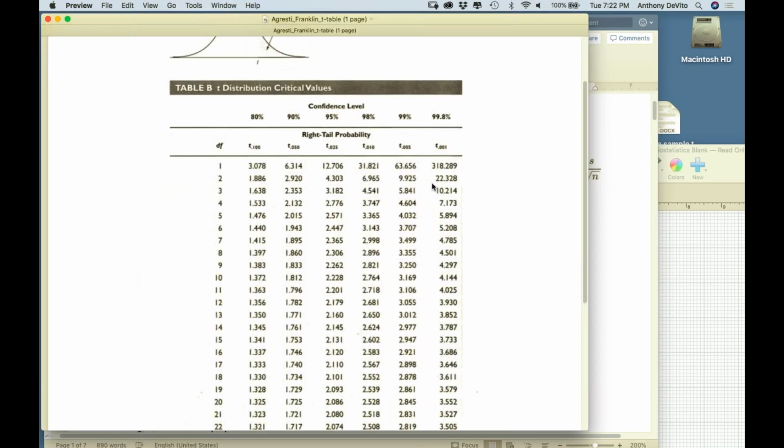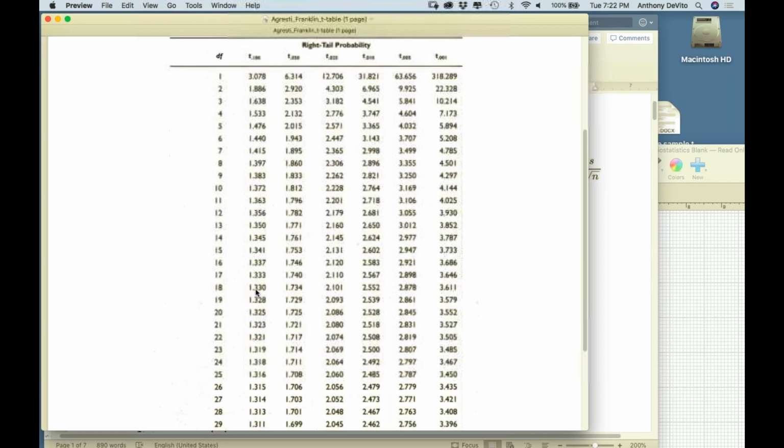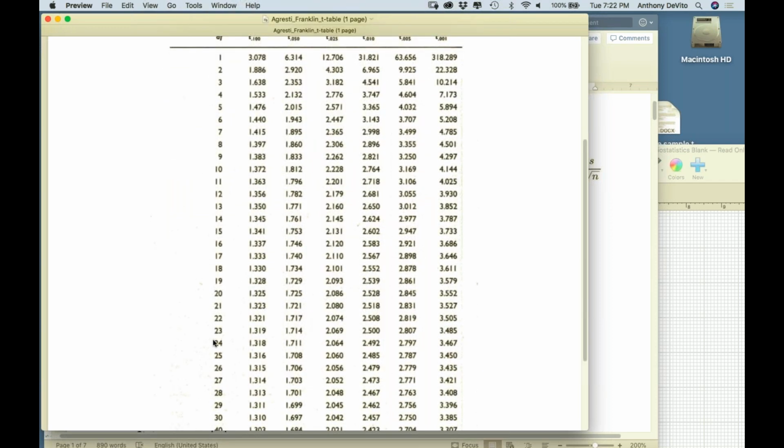So how am I going to decide what my t-score has to be? What was our sample size again? Sample size was 25, so 24 degrees of freedom. The first column gives me the degrees of freedom, so I go down to 24, right? There's 24.